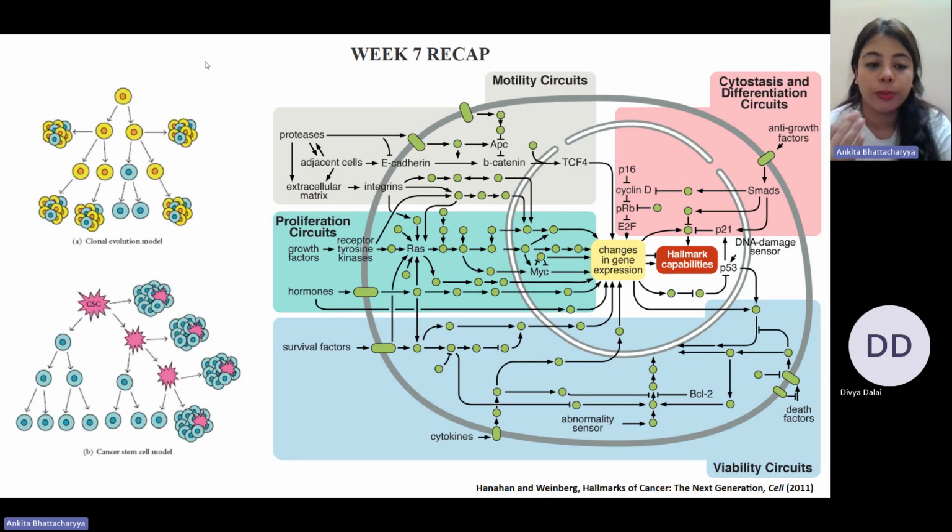There are two potential models that are usually looked at with respect to cancer and how cancer is spreading in the long run. The first is the clonal evolution model. The second is the cancer stem cell model.